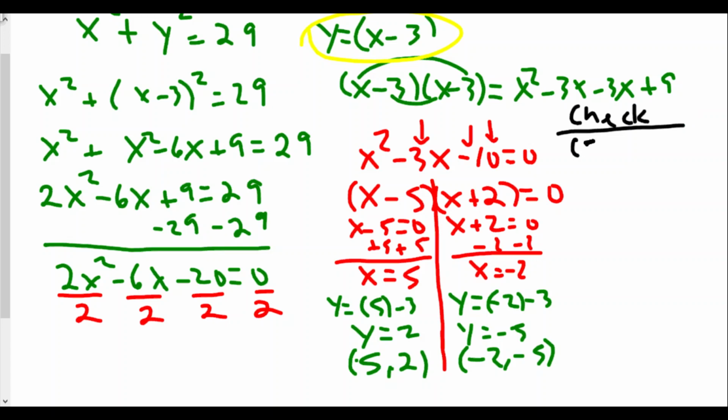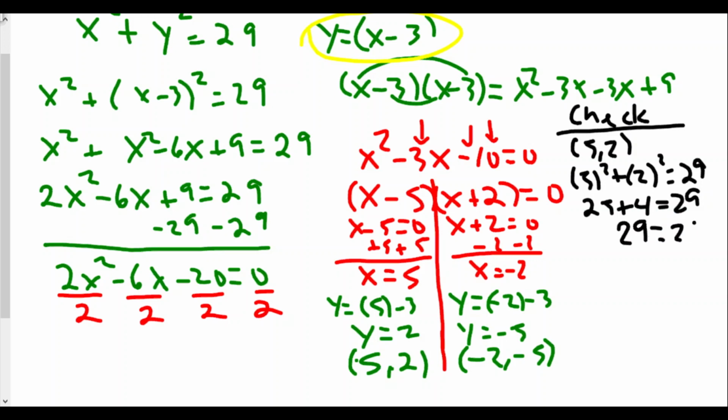So our coordinate (5, 2). Our equation we'll plug into is x squared plus y squared equals 29. So does 5 squared plus 2 squared equal 29? 25 plus 4. Yeah, that's 29 equals 29. So that works out for the circle equation. And now we'll try it for y equals x minus 3. So does 2 equal 5 minus 3? Yeah, 2 equals 2.